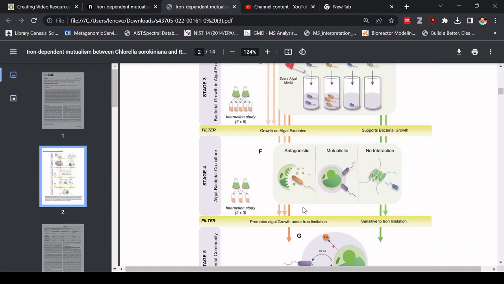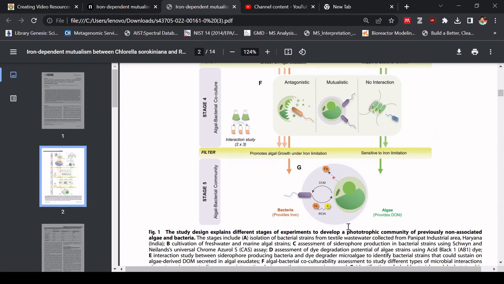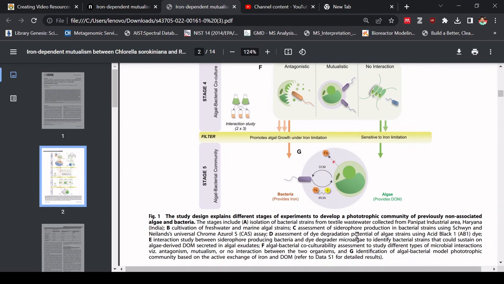So again, using this design, I came to this conclusion that only one algae and one bacteria were able to follow the interaction of mutualism, and the other two were either antagonistic in nature or there were no interaction. So finally, the algae and bacteria that I selected for my design, they were able to grow together, and then I tried to assess their potential in the degradation of textile wastewater.